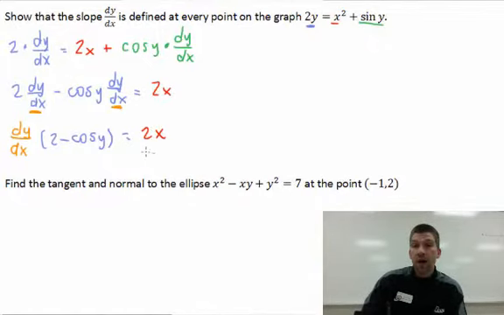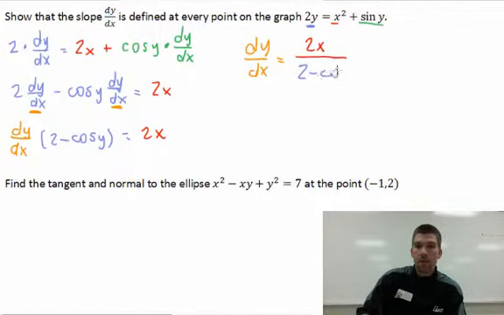And then from there, I'm going to just take and divide both sides by 2 minus cosine y. So dy/dx equals 2x over 2 minus cosine y.